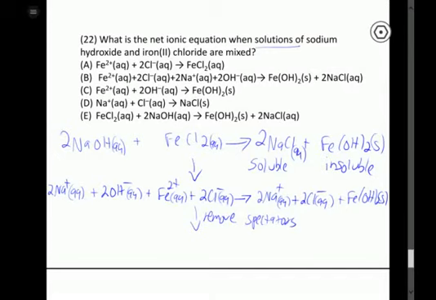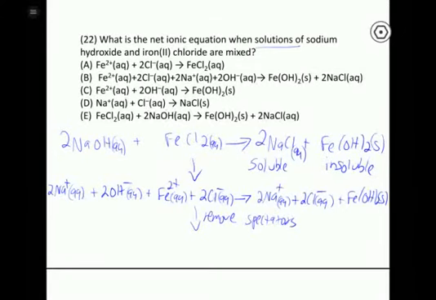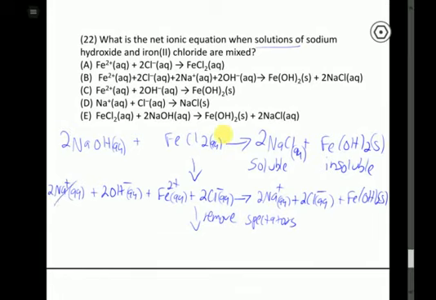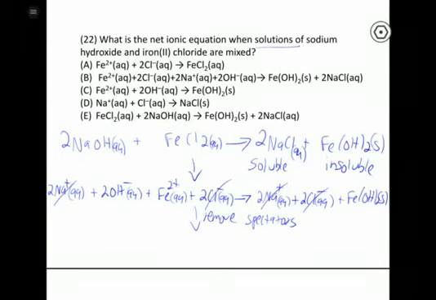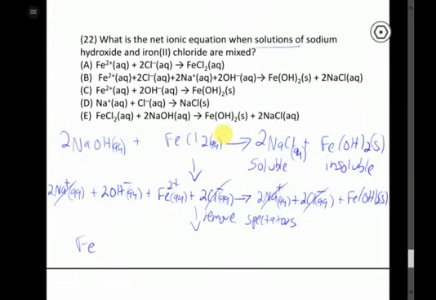So spectator ions are the ones that appear on both sides of the equation. Na+ is on both sides, Cl- is on both sides as an aqueous ion. So we get rid of those, and our net ionic equation is finally just going to have Fe2+. Doesn't really matter what order we write them in, but usually we write cations first. 2 OH- going to Fe(OH)2 as a solid.